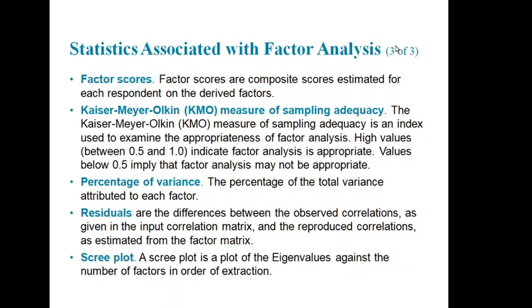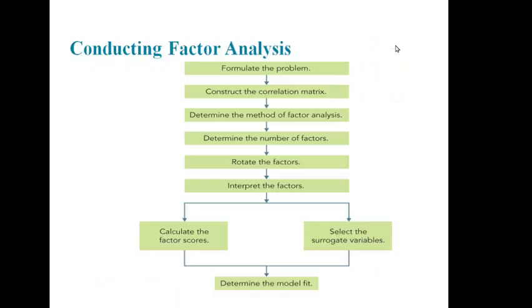Another set of plot or statistics that you will receive in factor analysis is called a scree plot. A scree plot is a plot of eigenvalue against the number of factors in order of extraction. So if you observe the scree plot, you can decide on the number of factors you have to choose. Right? So what is the thumb rule? The thumb rule says that if the value is above 1, then you can select that particular factor.